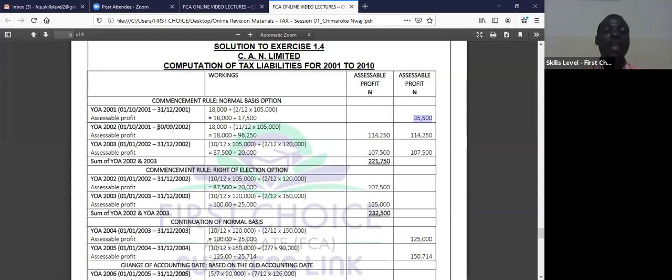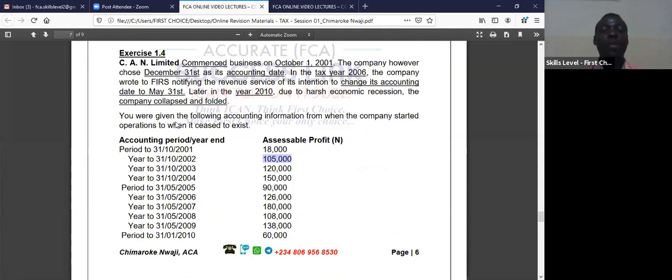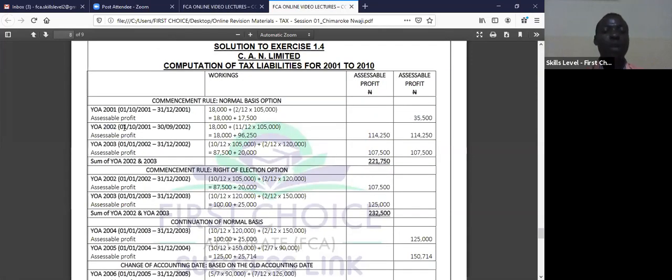The second year, now this is normal basis. Second year is going to be year 2002. And we said since the business started on October 1, we are going to still use October 1, 2001. Count 12 months. Instead of counting your fingers, if this is October 1, yesterday's date was 30th of September. Then put 1 year ahead of 2001. So it's 30th September 2002.